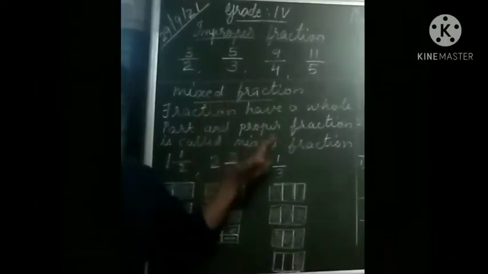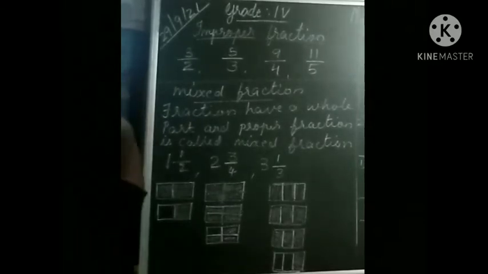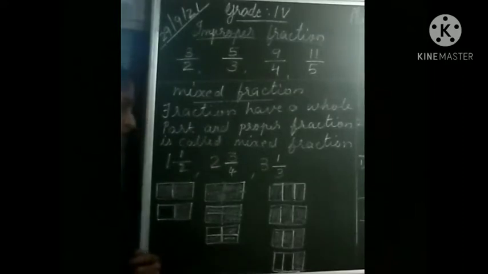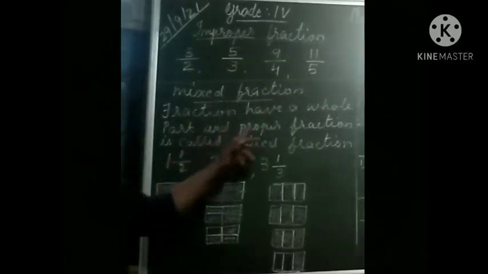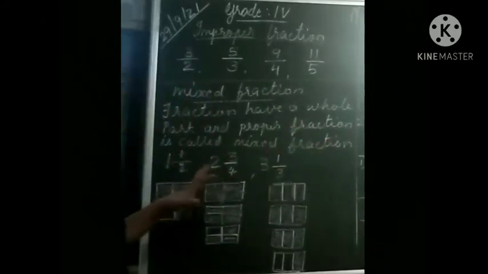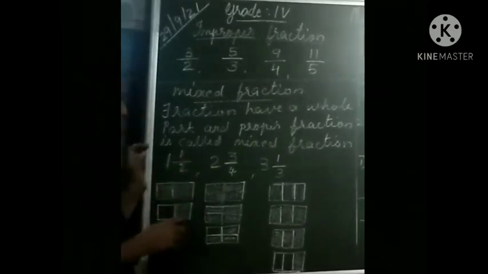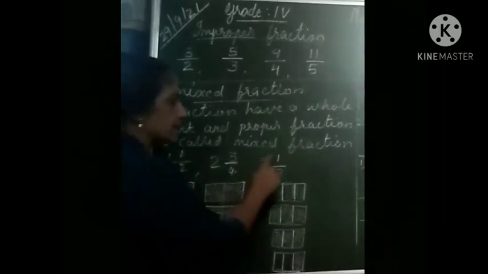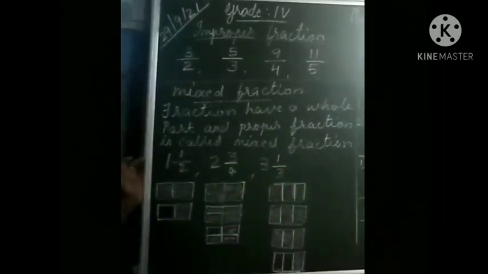Next one is the mixed fraction. A mixed fraction is the combination of a whole part and a proper fraction. That is a mixed fraction. A fraction that has a whole part and a proper fraction is called a mixed fraction. Example: 1 and 1 by 2. I have 1 and a half liter of milk, 2 and 3 by 4 liter of kerosene, etc., and 3 and 1 by 3, etc.